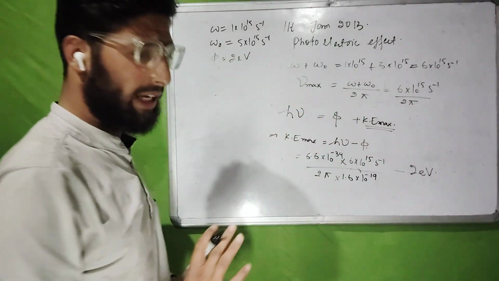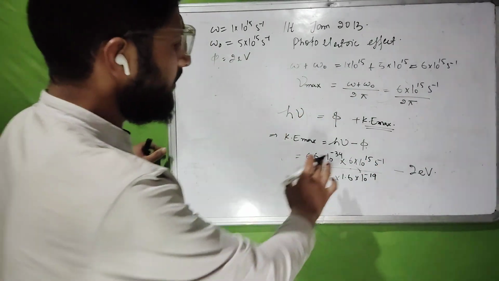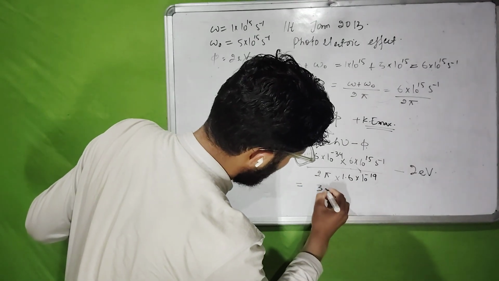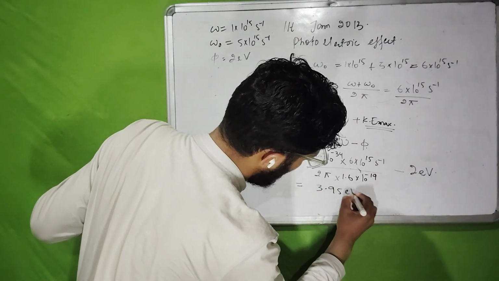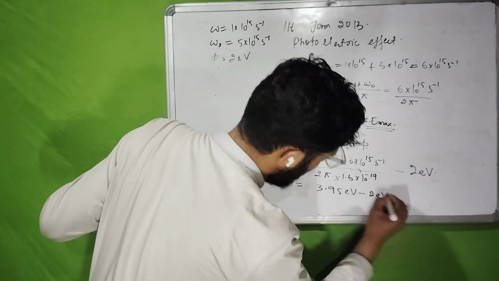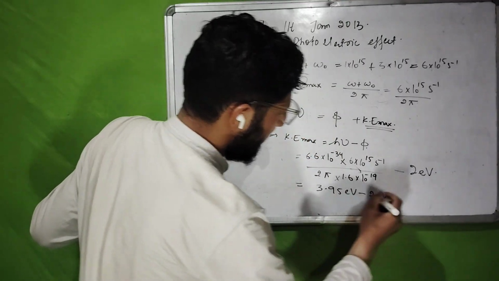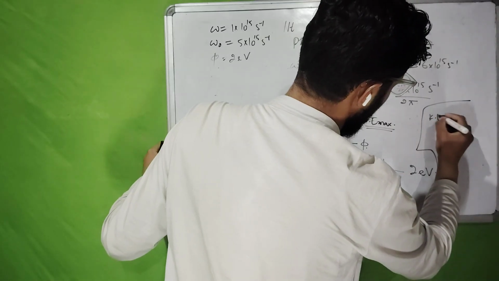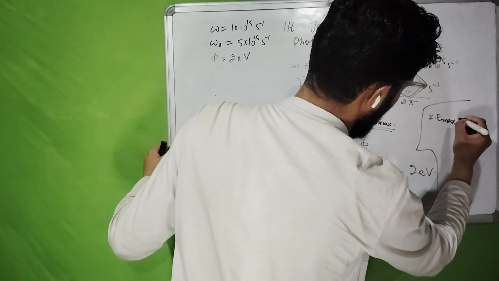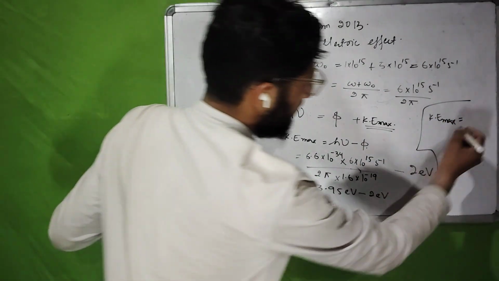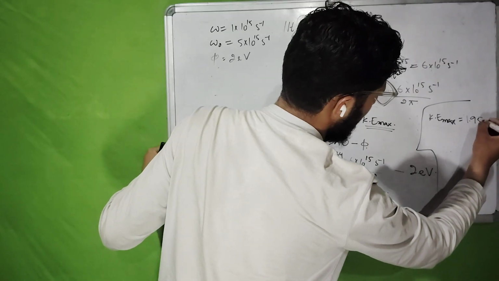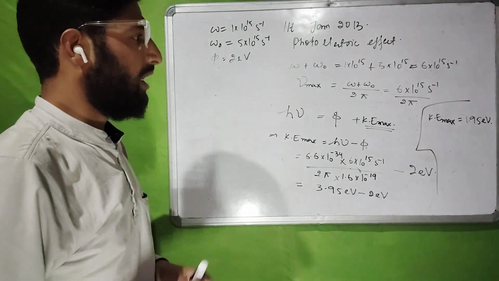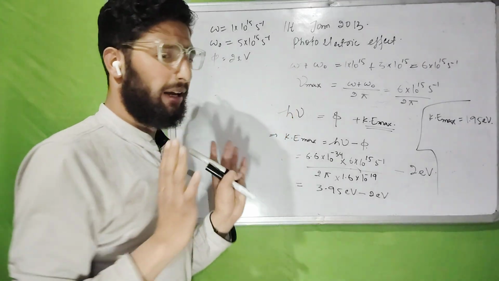Our work function is given as 2 electron volts, and that is also in electron volts. When you solve this part, it will come out to be 3.95 electron volt minus 2 electron volt. So our kinetic energy max will be equal to 1.95 electron volt. So this was our question, which we solved in a simple and easy way.